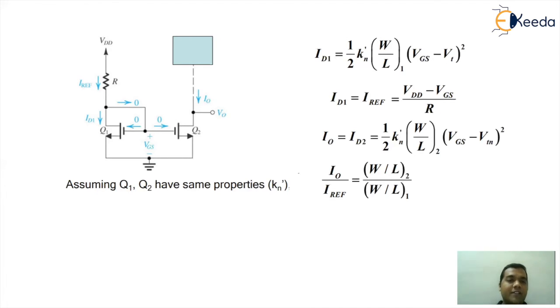If both the MOSFETs are matched, the W by L ratio for both will be the same, and automatically you will get IO equal to IREF. So again we get the concept of current mirror, and obviously the circuitry is a default constant current source because it will avoid variation of current due to the impact of external parameters.